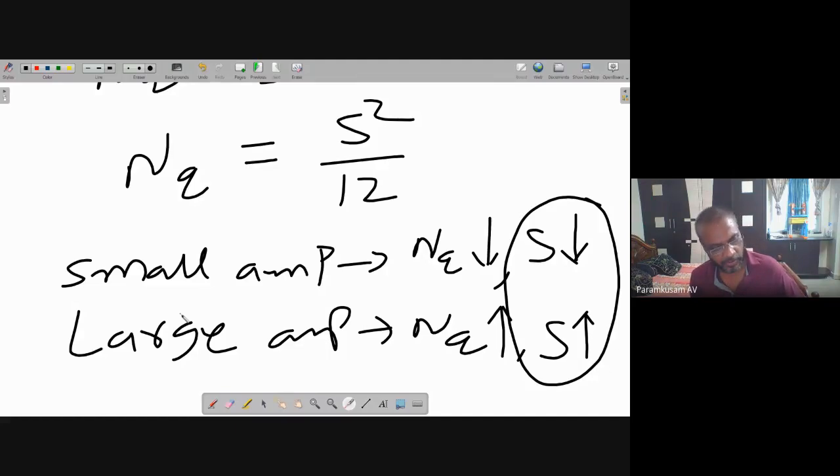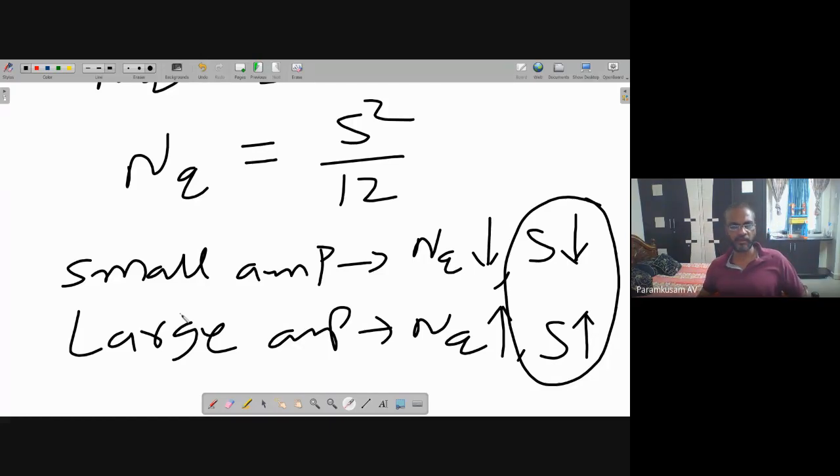Okay, so what is the main important point of non-uniform quantization? In non-uniform quantization, for small amplitudes of the signal, the step size is small. For large amplitudes of the signal, step size is large. So that is the statement.